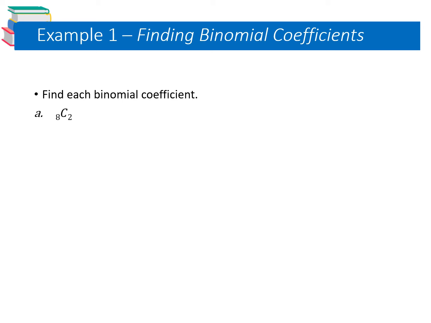Find each binomial coefficient. So, 8C2, and then 10C3, and then 7C0. So, how do we get these? Solutions. 8C2 is equal to 8 factorial over 6 factorial times 2 factorial.